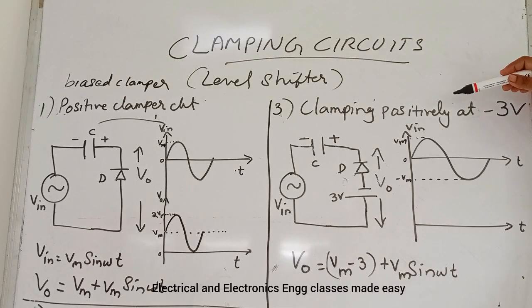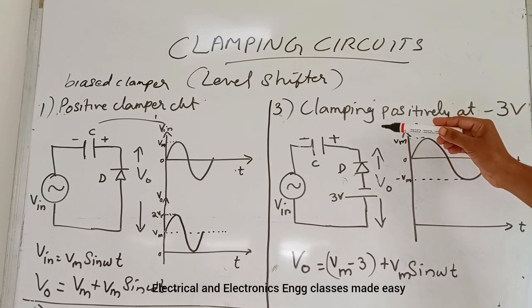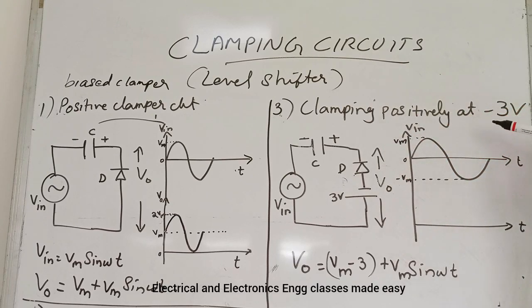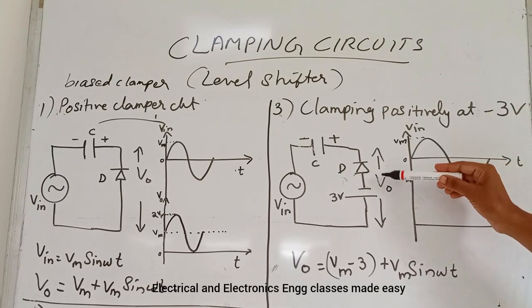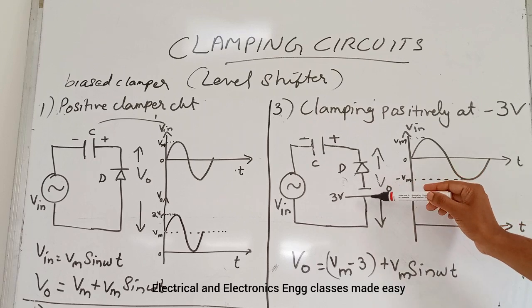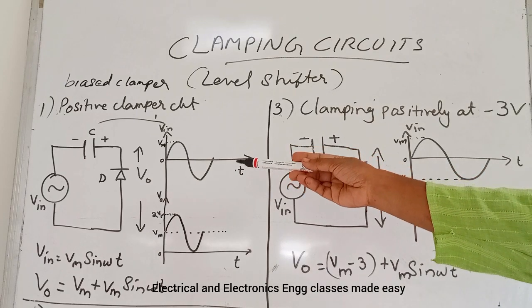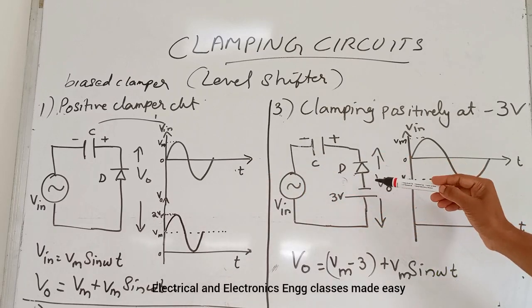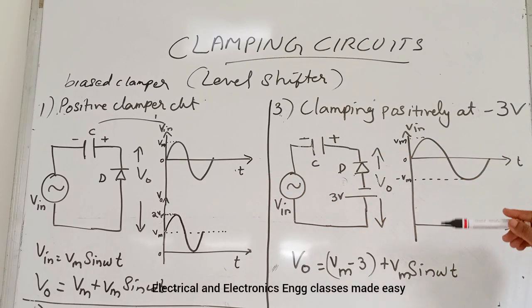Next is clamping positively at minus 3 volt. So this is the circuit diagram for clamping positively at minus 3 volt. At minus 3 volt means here we are biasing the diode with a DC source of 3 volt, and that is a positive clamper circuit. So the difference is here, biasing the diode.